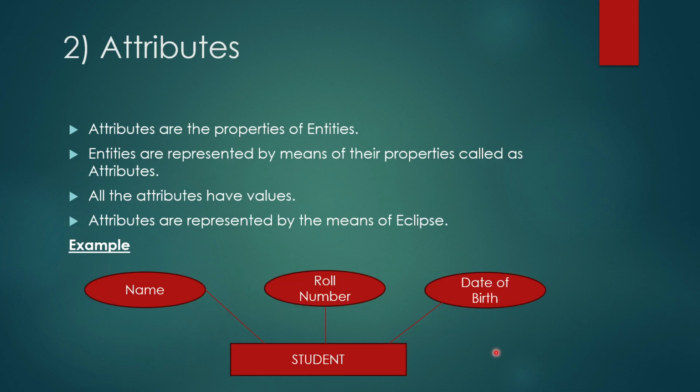Now the second element, that is attributes or properties of entities. Entities are represented by means of properties called attributes. All the attributes have values. Attributes are represented by means of an ellipse. As you can see over here in the example, there is a pictorial representation of one entity, that is student, having three attributes. One is name, the second one is roll number, and the third one is date of birth.